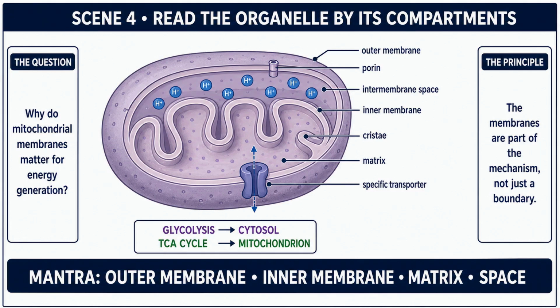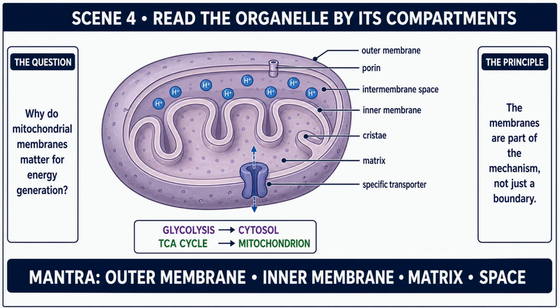The outer membrane contains porin channels that allow the passage of small molecules. Larger molecules, and even some smaller polar molecules, require specific transporters. This arrangement matters because energy generation depends on a difference between the matrix and the intermembrane space. The membranes are not just a boundary around the organelle. They are part of the mechanism.